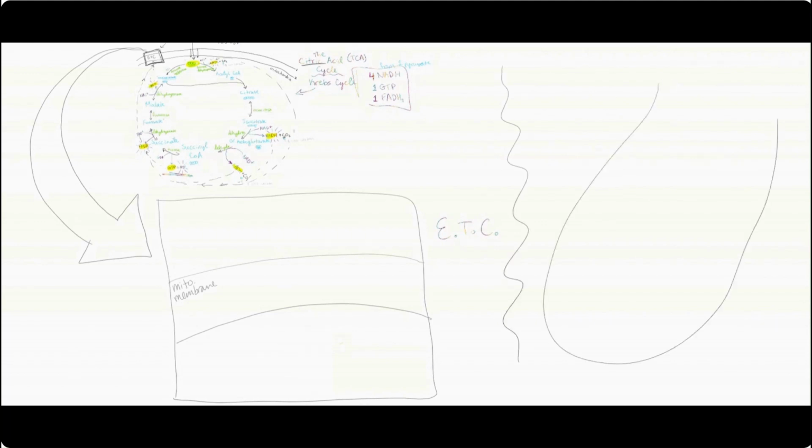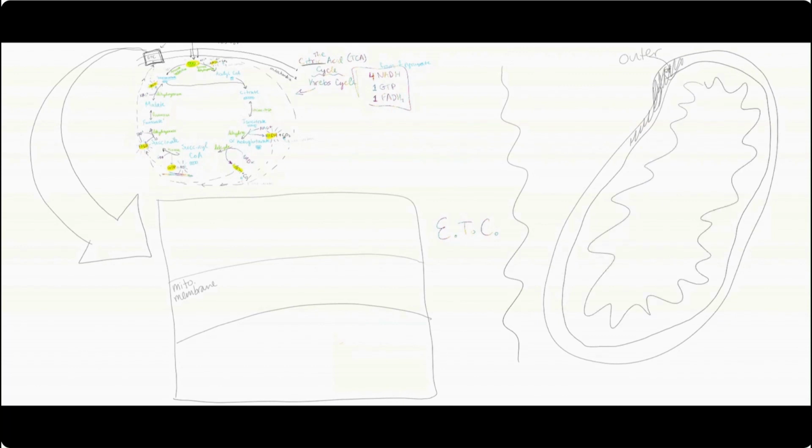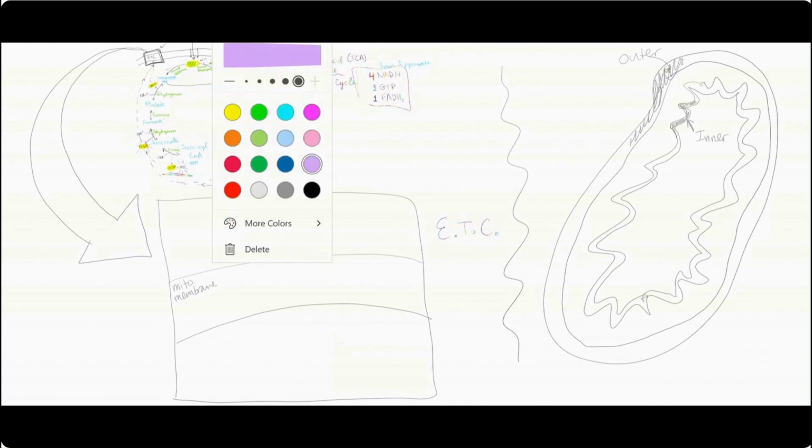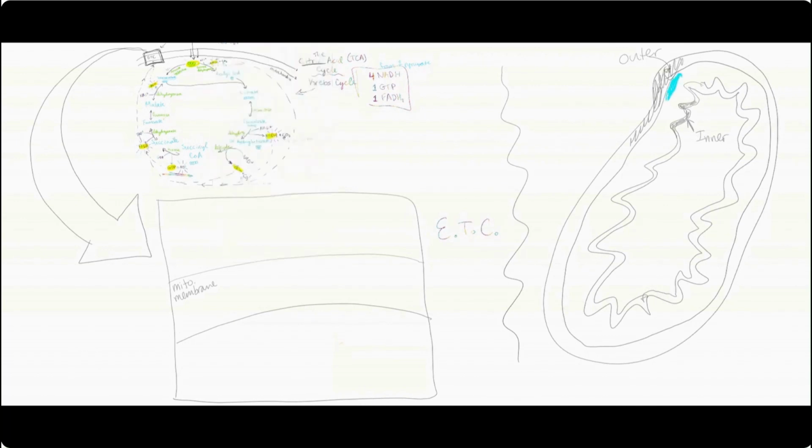Just as a brief reminder, here's a mitochondria. And now the mitochondria has an outer membrane like this. So all that, that's the outer mitochondrial membrane. And then inside of the outer mitochondrial membrane, we have something that looks like this. And so this whole thing, that's the inner mitochondrial membrane. And so the space that's in between the outer membrane and the inner membrane, this whole area that goes all the way around, all of this blue, that is the intermembrane space.